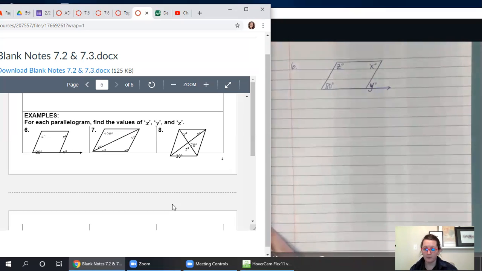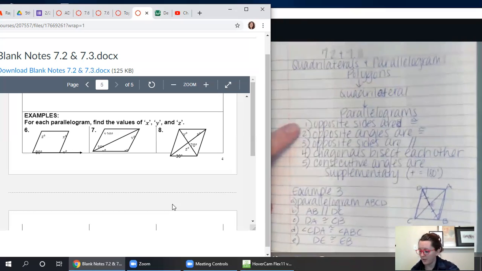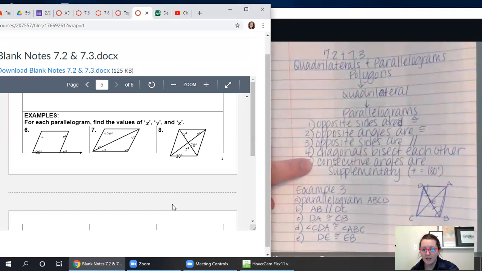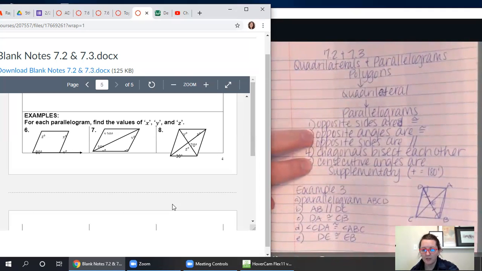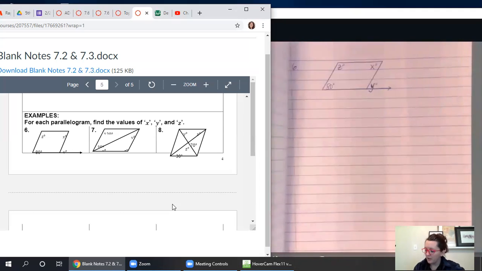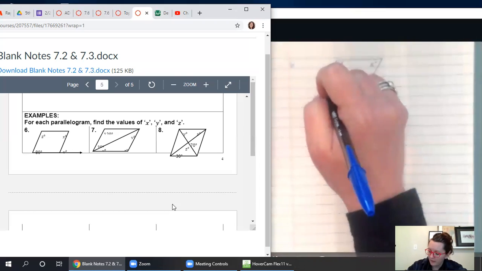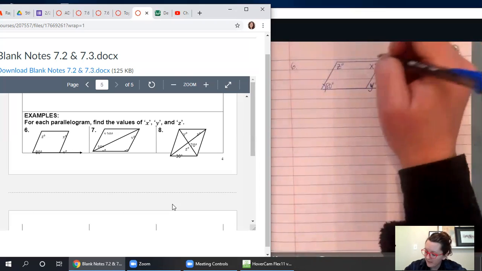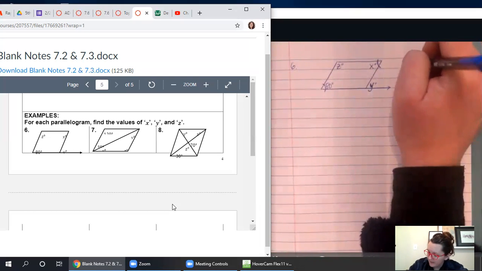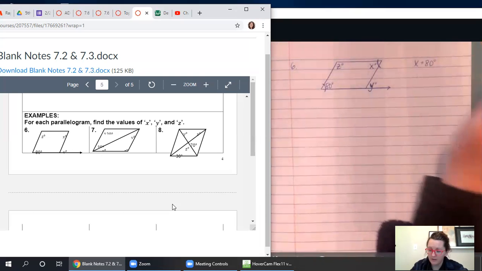So what do we know about these angles? Let's look back at our notes. What do we know about angles? There's a couple of different things. Opposite angles are congruent, and consecutive angles are supplementary. So that's the 2 things that I know about angles. So if opposite angles are congruent, then X would be congruent to 80, right? So X in this case equals 80 degrees.